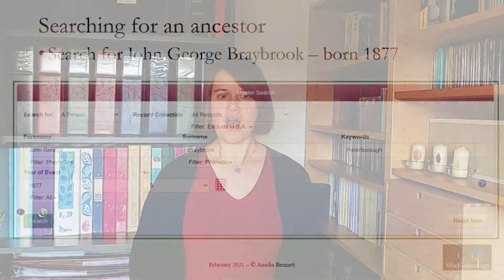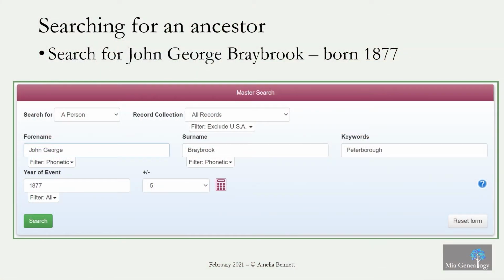So now I want to go hunting for John George Braybrook to find out what other records are available for him. So using the master search at the Genealogist, I pop in John George Braybrook. I put the keyword of Peterborough because he was born in Peterborough in Northamptonshire, or is it Huntingdonshire or Cambridgeshire? Depends on the time. And he was born in 1877. And I normally give a little bit of time period, so I normally for adults choose plus or minus 5 years.